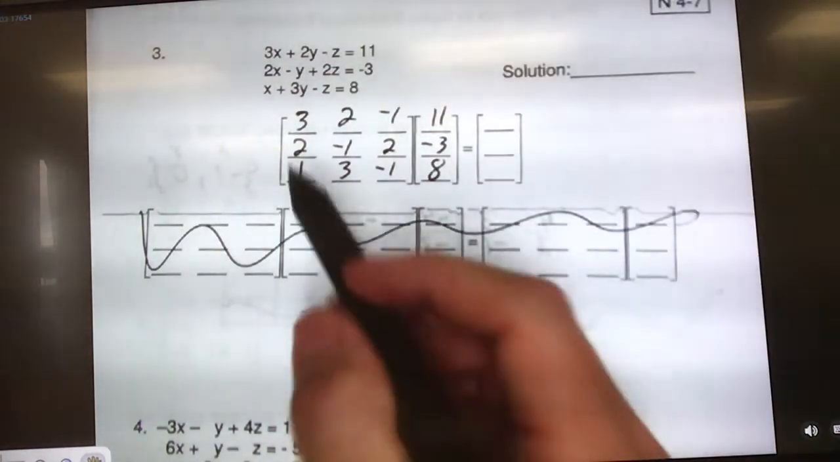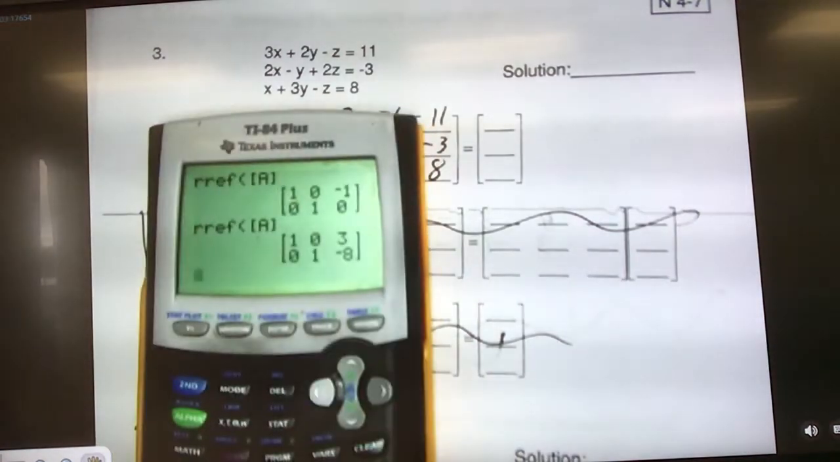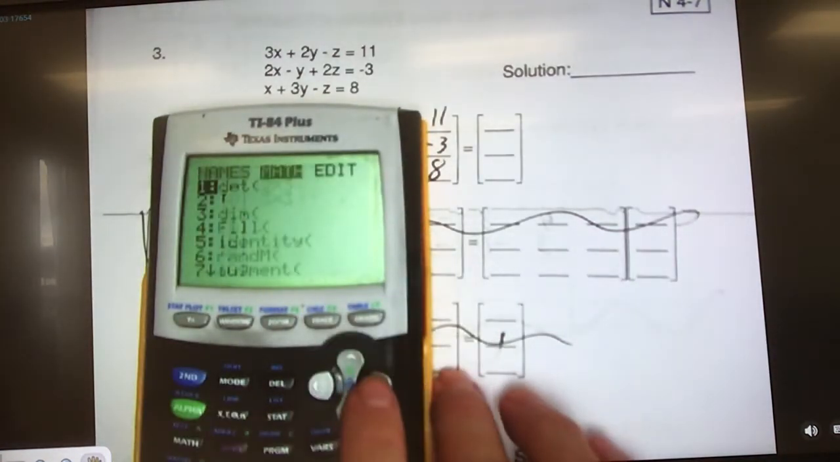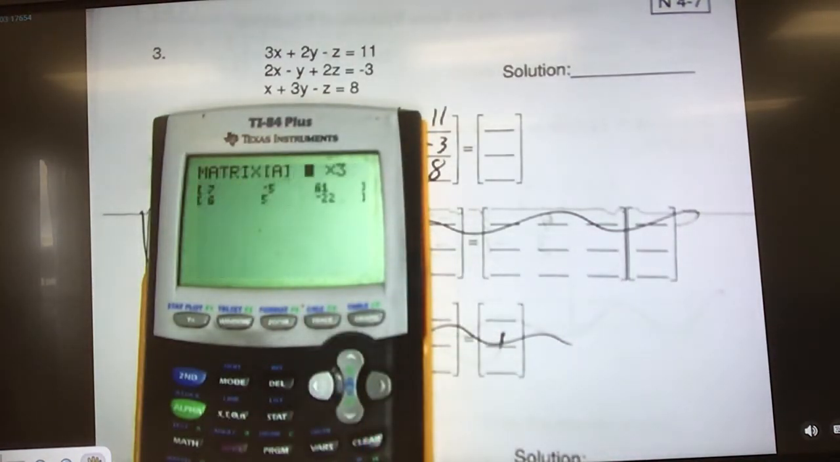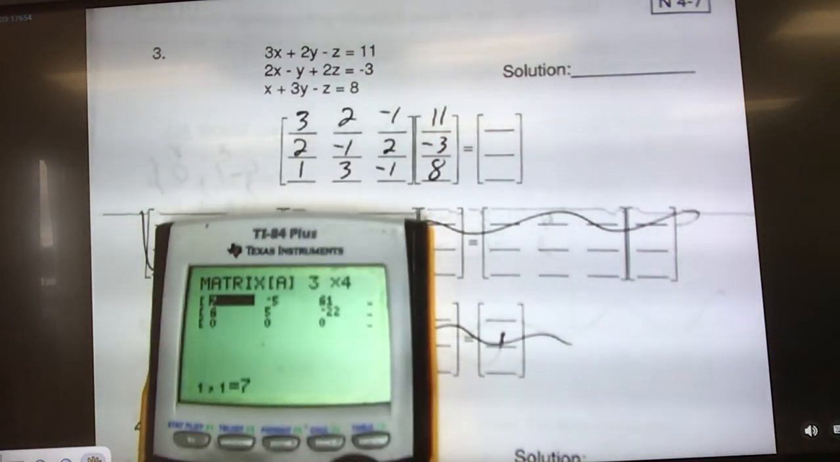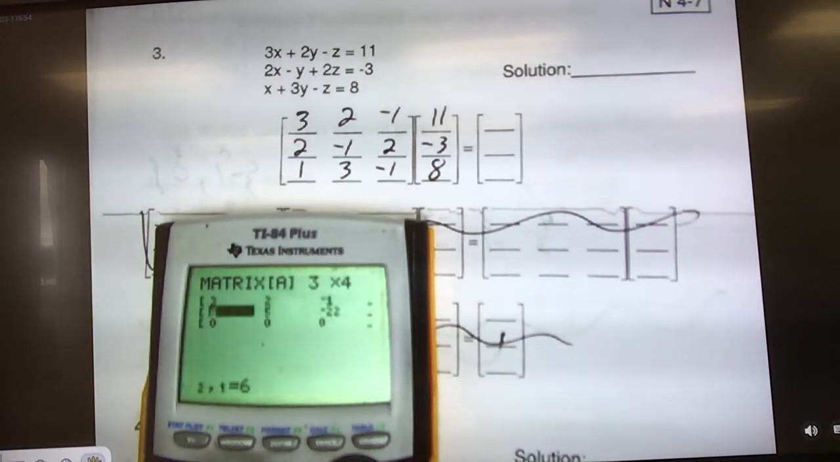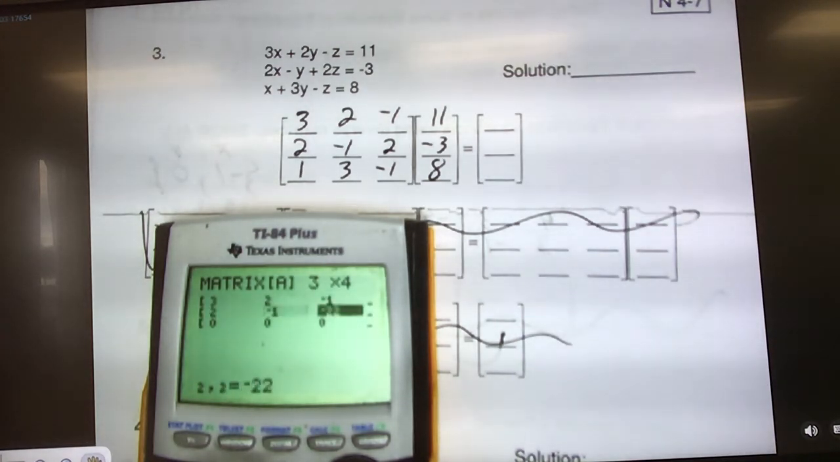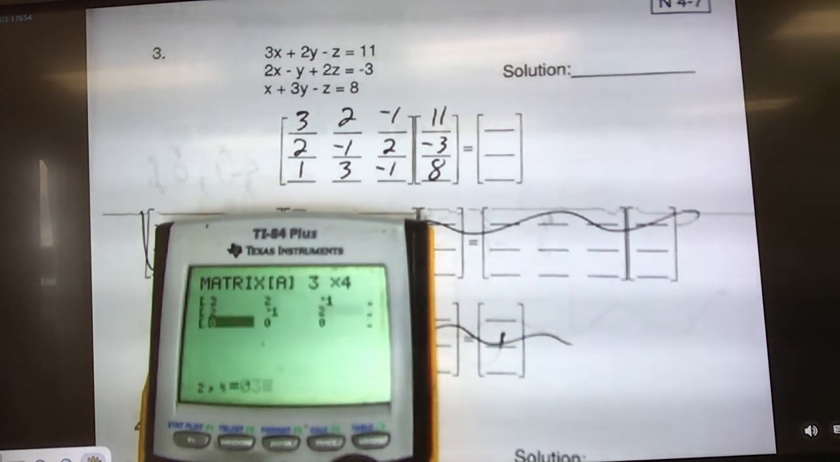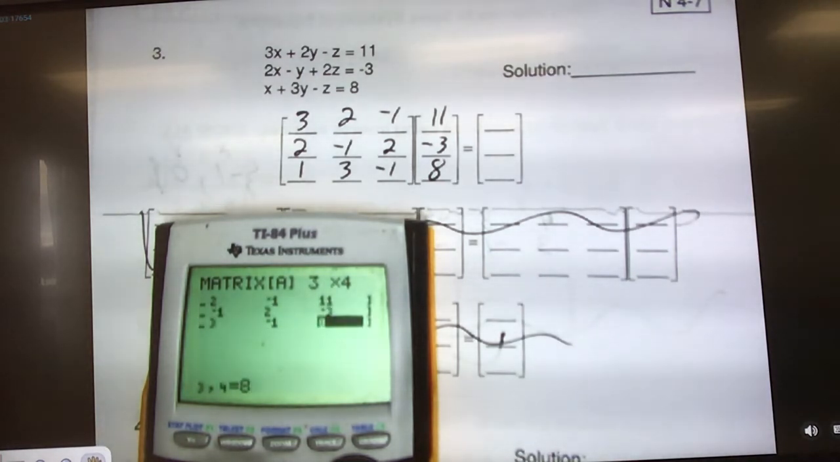So what we have here is a 3 by 4 matrix. So I go into my calculator, and I edit, and I'm going to change this to a 3 by 4 matrix. And I'm going to type in my new numbers. My new numbers are 3, 2, -1, 11, 2, -1, 2, -3, 1, 3, -1, and 8.